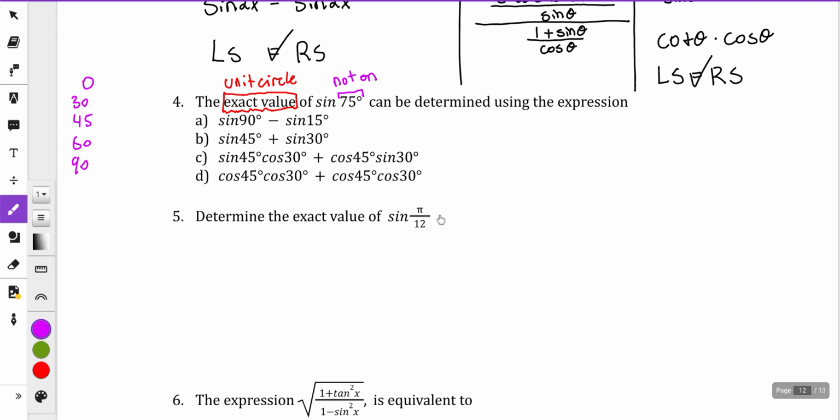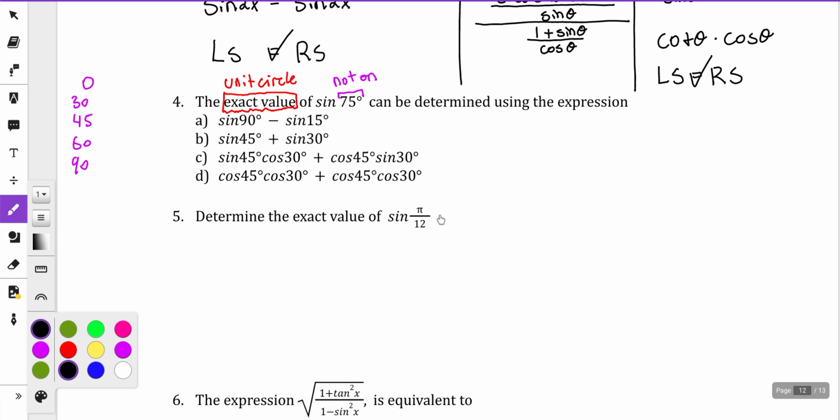What is it? Which of those numbers could add or subtract to be 75? 90 and 15 would work, but 15 is not on our unit circle though. What was the second one you said? 45 and 30 would add to be 75, and they are on our unit circle.